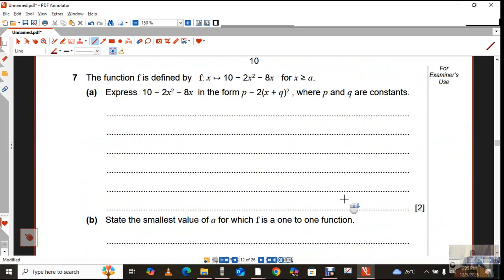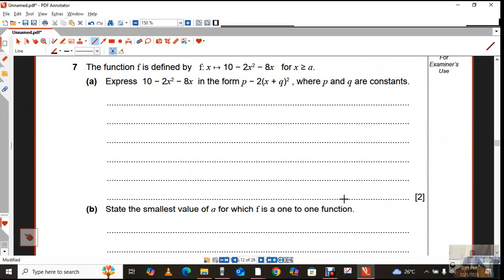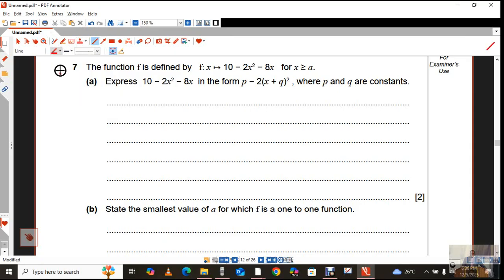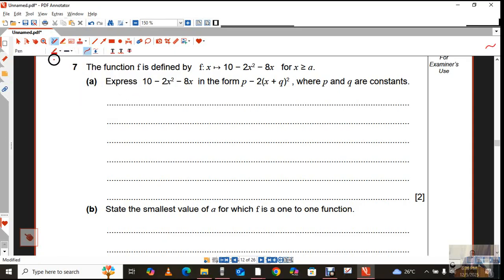Right, question 7. The function f is defined by f of x such that x maps onto 10 minus 2x squared minus 8x, for x is greater than or equal to a. I'm just going to rewrite this function as y equals minus 2x squared minus 8x plus 10. And I'm going to write it in vertex form. I'm going to bring that 10 over this side.